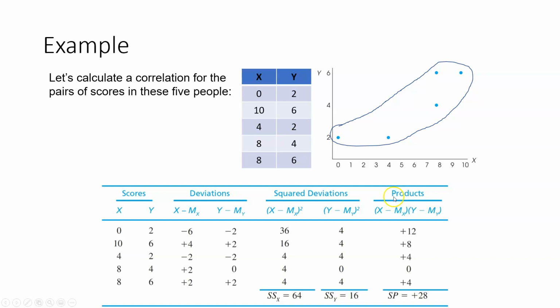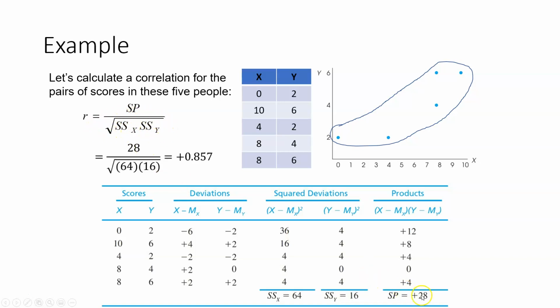We would also find the products, which is the deviations of x times the deviations of y. So we would multiply these two values together. Negative 6 times negative 2 is positive 12. 4 times 2 is 8. Negative 2 times negative 2 is 4, and so forth. So now what we've done, if we add these up, and we add these up, and we add these up, is we have the sum of squares for x, the sum of squares for y, and the sum of the products. We can use those three values in computing the R, because the R is the sum of products over the combined variance of the two variables separately.